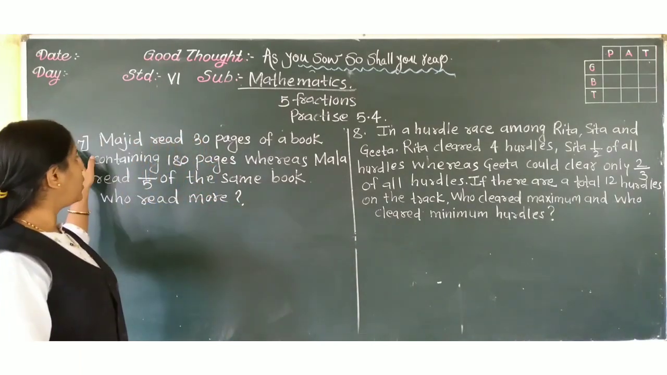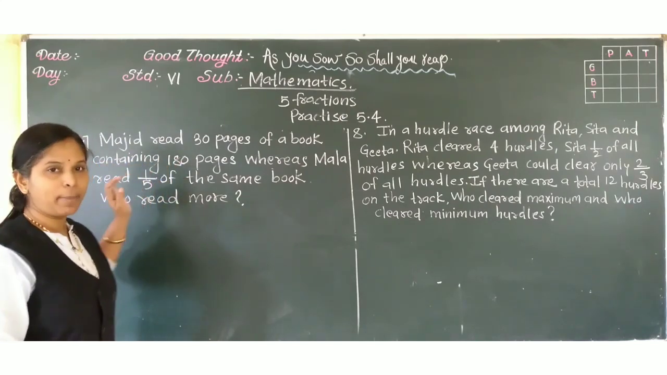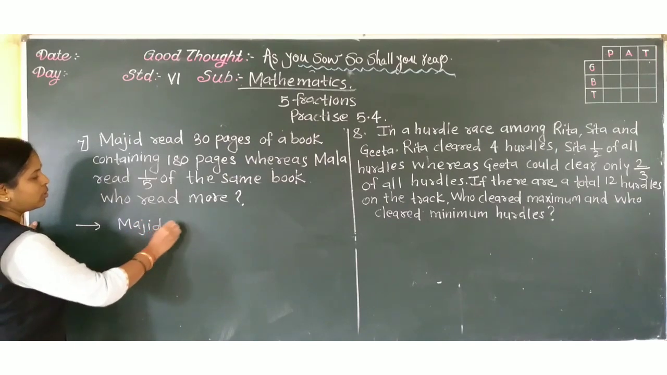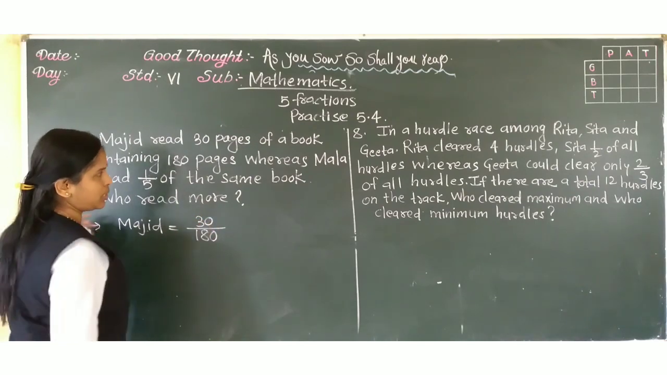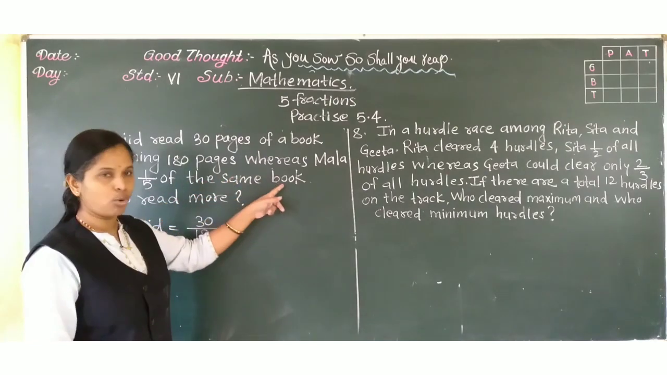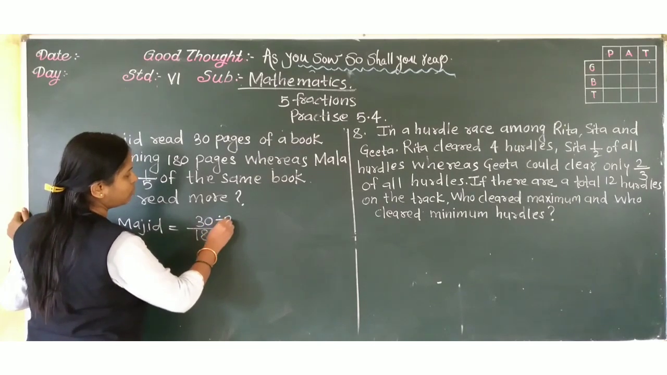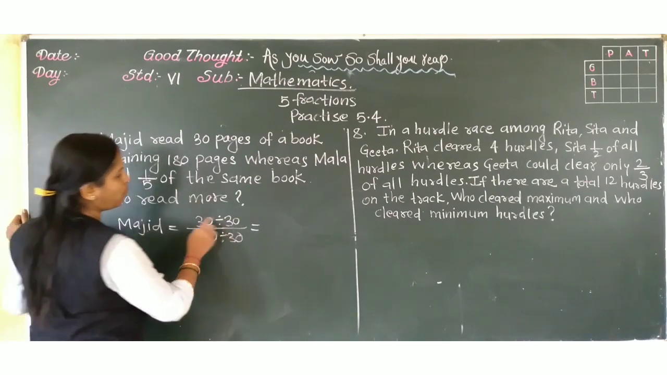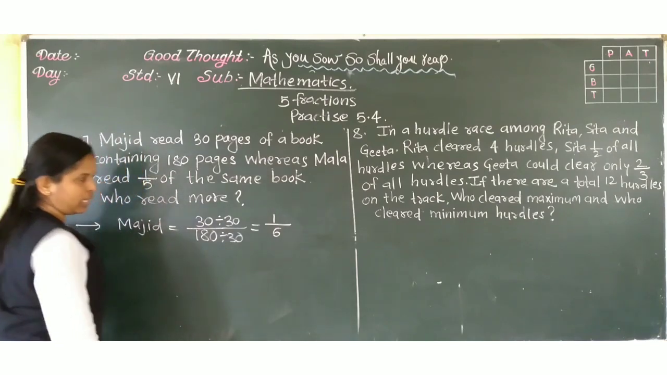Okay. Now the 7th one. Majid read 30 pages of a book containing 180 pages. Okay. See Majid. Total how many pages of the book are there? 180. Out of that he read 30 pages. Whereas Mala read 1/5 of the same book. Who read more? So see here. Now both are divisible by 30. Both 30 and 180. So what is the answer? 30 1s are 30 and 30 6s are 180.